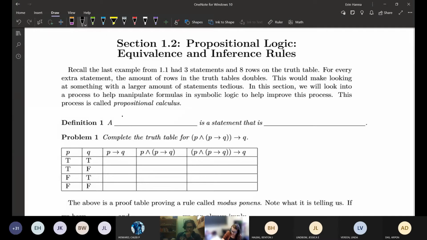Definition. A tautology is a statement that is always true.